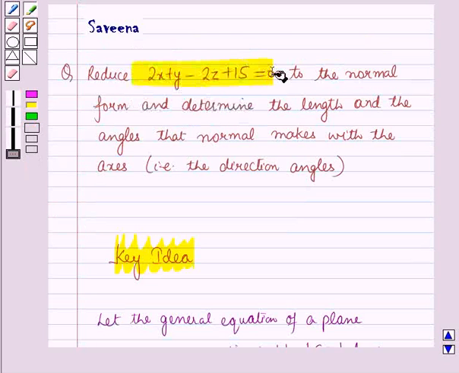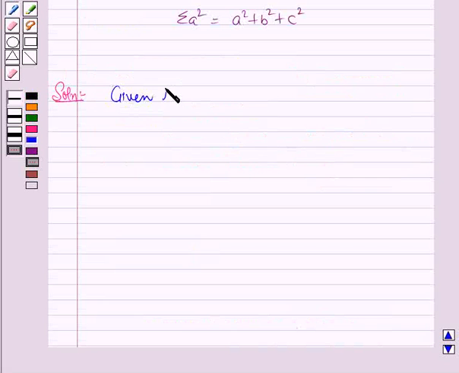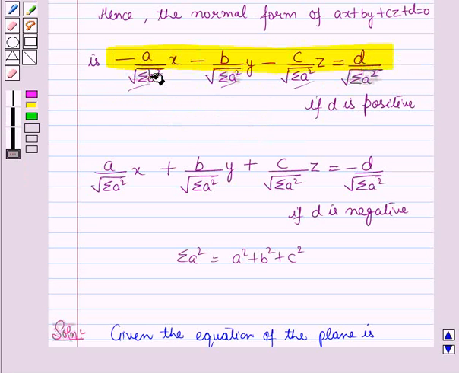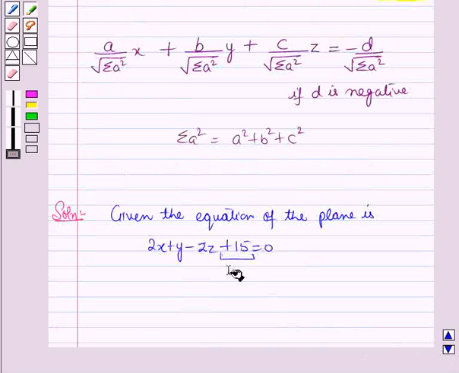Now we have to reduce this equation to the normal form, and also we have to determine the length and angles that the normal makes with the axis. So given, the equation of the plane is 2x + y − 2z + 15 = 0. Now here d is positive, so by using the result given in the key idea, we can reduce the equation of the given plane to the normal form.